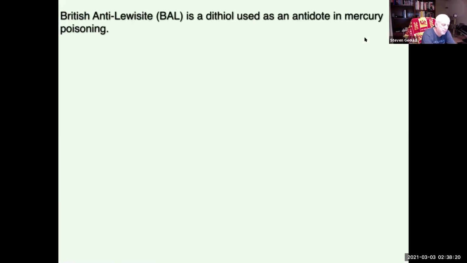British anti-lewisite, called BAL, is a dithiol used as an antidote in mercury poisoning. We don't see mercury poisoning too much anymore. I had a case of it, oh, holy cow, probably 15 years ago now. I had an elevator engineer, head of what was called Dover Elevator at the time, a major company.